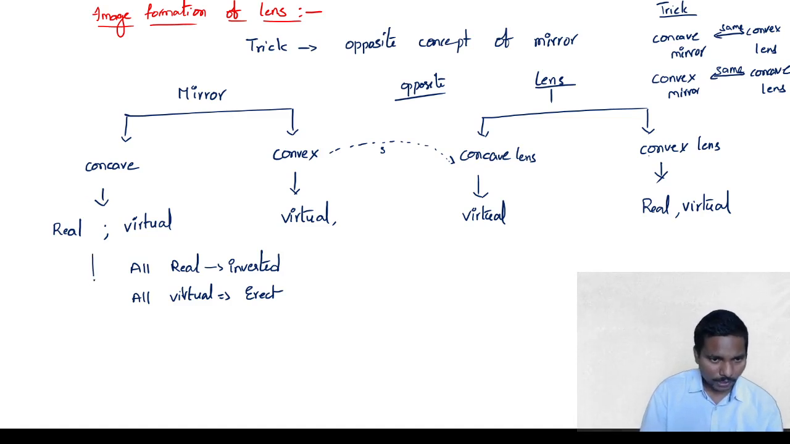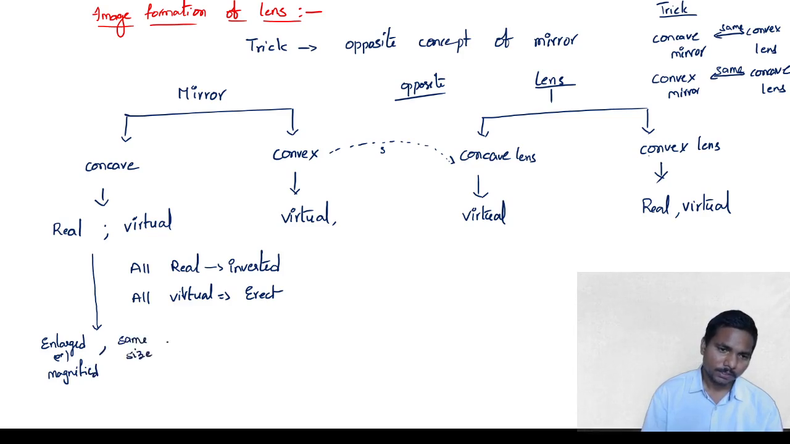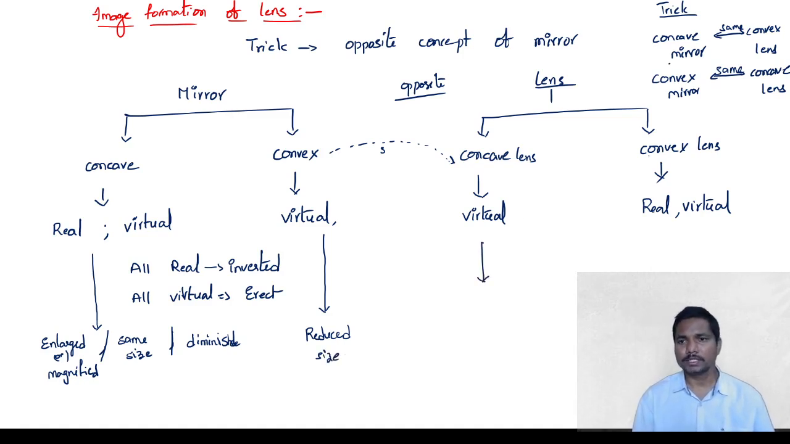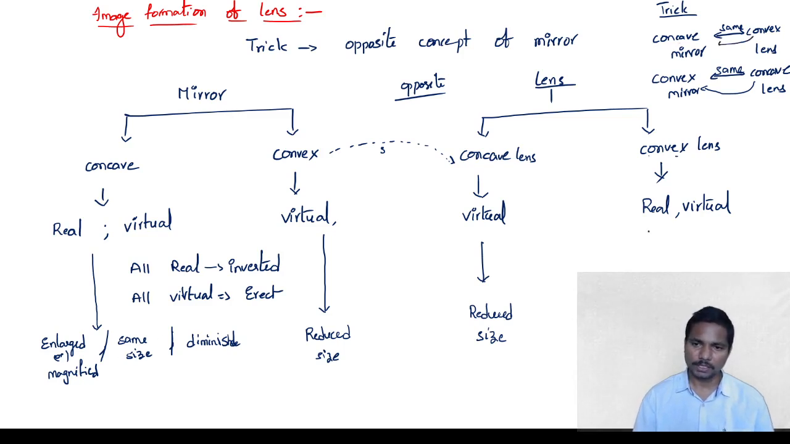In case of the concave mirror, you may get enlarged or magnified images, the same size, and also the chance of diminished images. Here the convex mirror gives only reduced, diminished images, reduced size only. So the concave lens has the same phenomena as the convex mirror, meaning only reduced images are possible. The convex lens has the same phenomena as the concave mirror, that is, all three are possible.